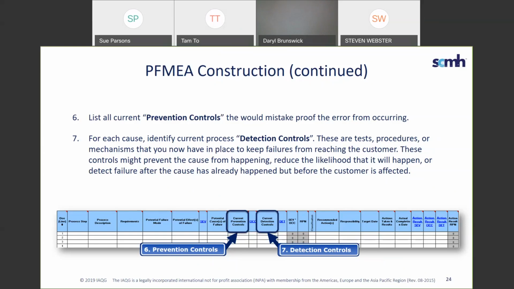You may take it in blocks of a process or maybe a feature, and then work a feature and go across, but work it down. So you list all the prevention controls that would mistake-proof the error from occurring. And you'll notice that we have the prevention controls on this form, and that's maybe a change, maybe you haven't seen it, but prevention is on the left side of the occurrence number, because prevention controls impact how often that occurs or how often you'll see that. So prevention control impacts occurrence.